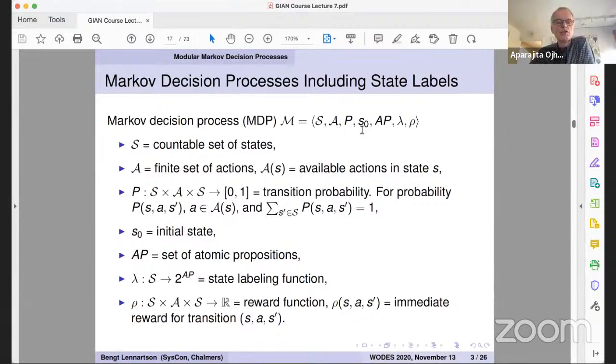And then you have an initial state, and you also have here atomic propositions, a state labeling function and a reward function. The reason why I introduced these atomic propositions and the state labeling function is simply because I want to introduce temporal logic, and temporal logic is mainly based on state labels. So you could say that atomic propositions and state labels are not so common otherwise in MDPs.